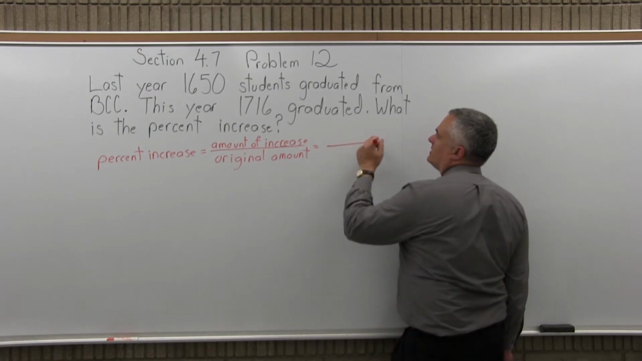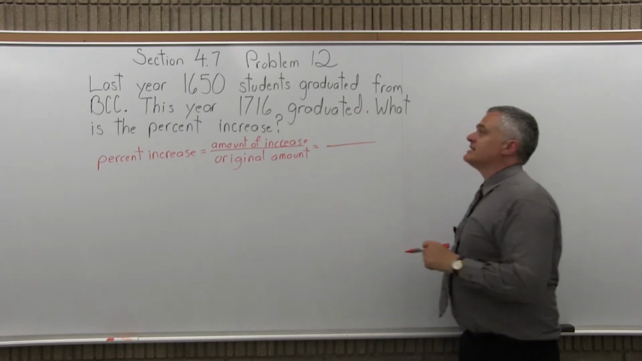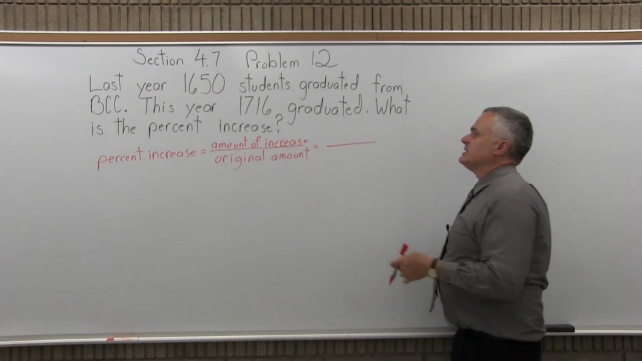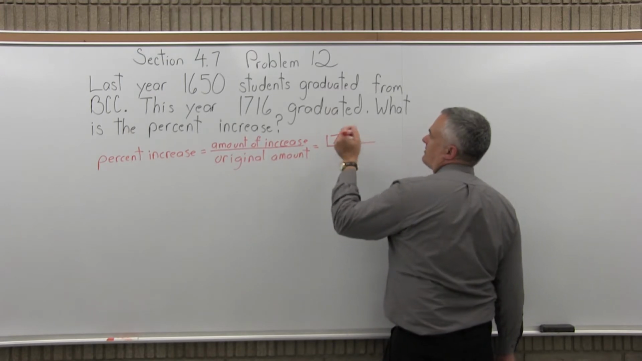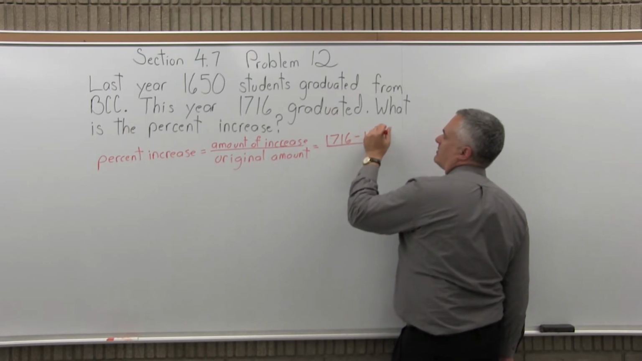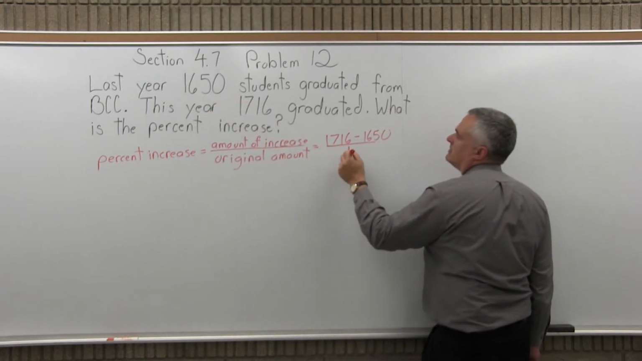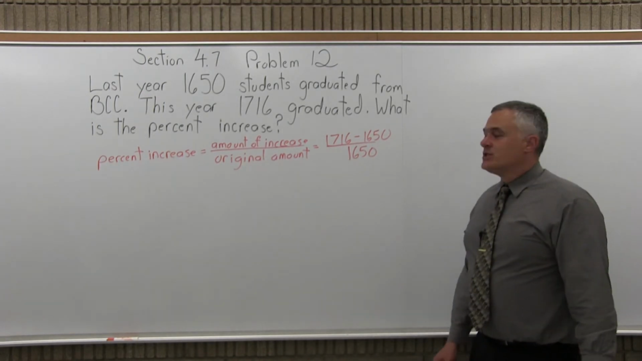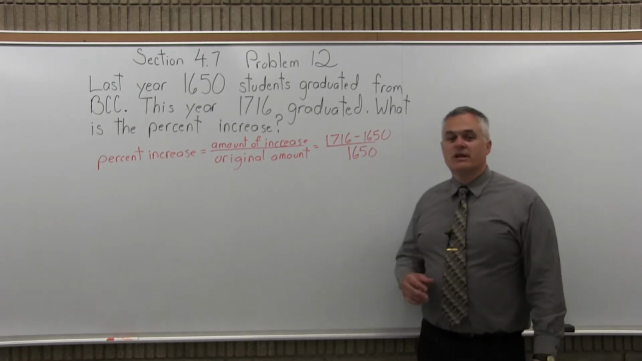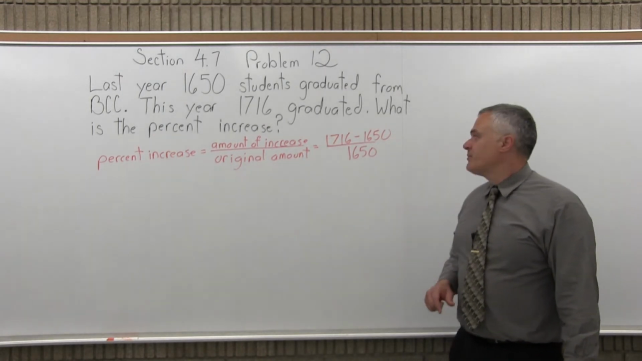So the amount of the increase, it went from 1650 up to 1716. That's not a subtraction I can do easily in my head. So basically to find how much it increased, I'll just do the larger value minus the smaller value, and that'll tell me how much it went up. Over the original amount, which was the 1650. It started there and then it got bigger. So that's the math we have to do. The answer we're going to get is going to come out as a fraction or a decimal. Then we have to convert it to a percent.